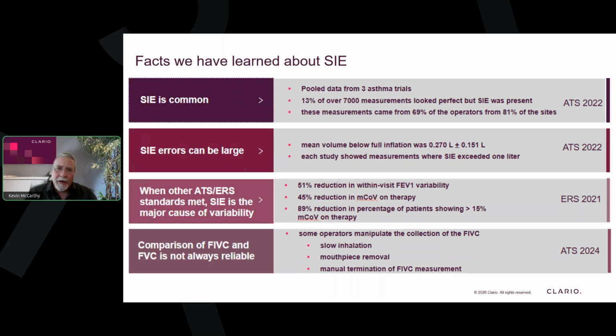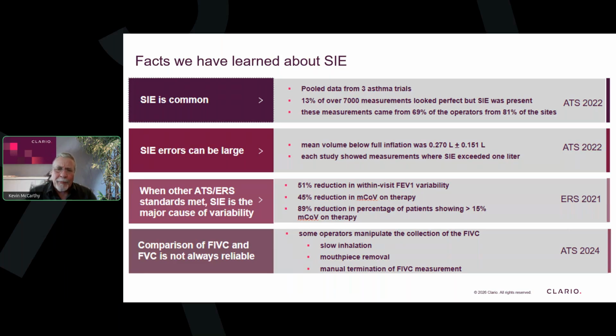And in each one of those 3 trials that we pulled the data from, there were outliers where the SIE exceeded 1 liter, and those outliers can really exceed the contribution to the overall picture of the data. They really add a lot to the noise. And we've said that SIE is the major contributor to variability.